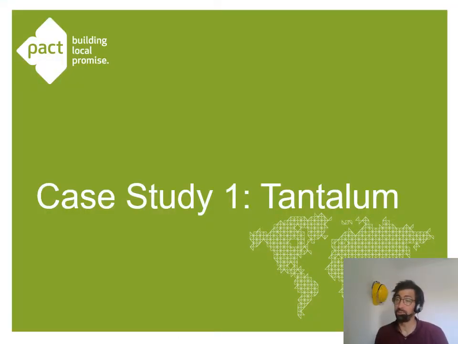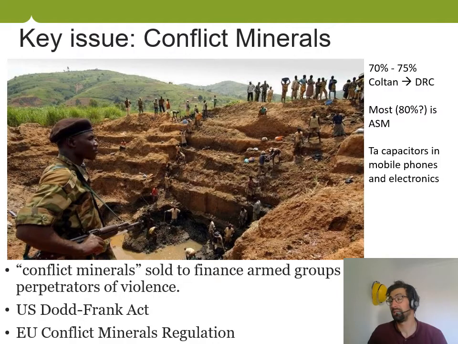The first one is going to be tantalum, which is one of the metals known within the three T's, or tin, tungsten, and tantalum. And this issue came to the fore maybe 15 years ago within the country of the DRC, Democratic Republic of Congo, in Central Africa. And tantalum is refined from coltan, tantalite, and columbite, and it often occurs within pegmatite veins, which also host tin and tungsten occasionally.